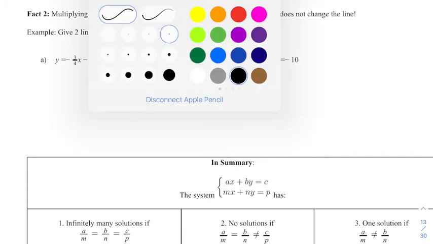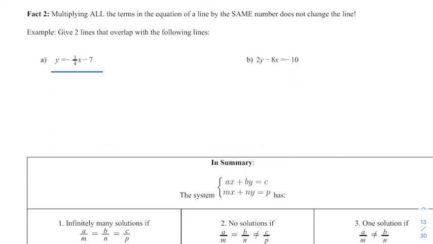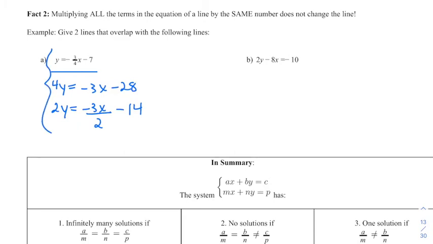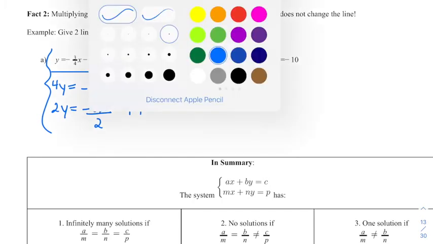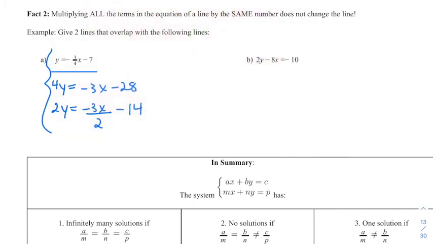So if I want to give 2 examples of 2 lines that overlap with this one, I can multiply all of these by 4, and I know that's the same line, or I can multiply all of them by 2, and I know all 3 of these lines, when I graph them, are going to be the same. This is just algebra. If I do something to the left-hand side and the right-hand side, it doesn't change the actual line.